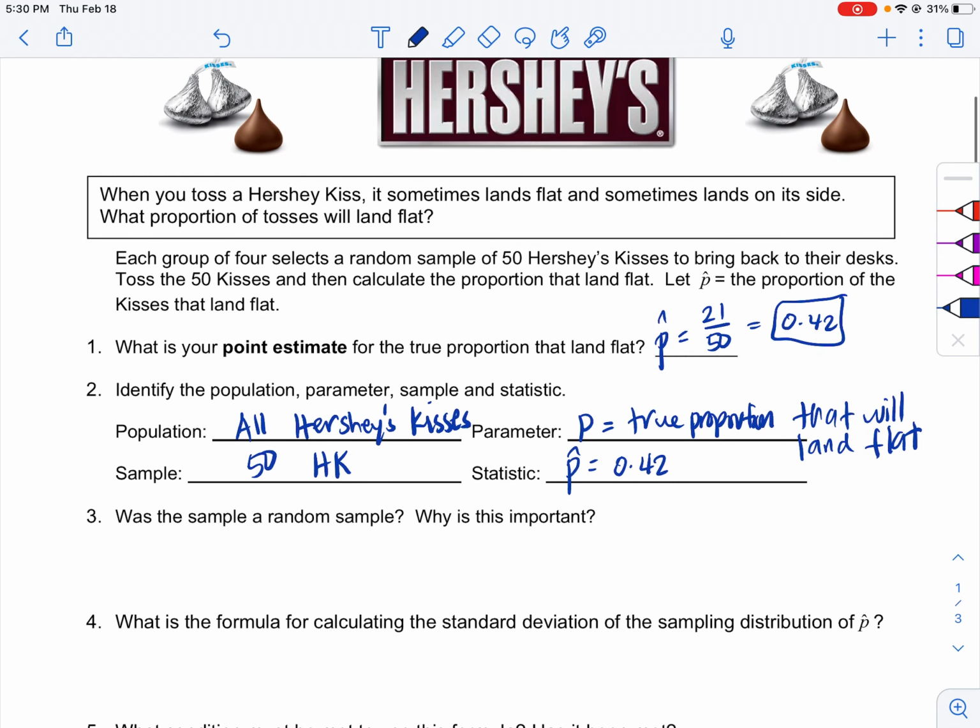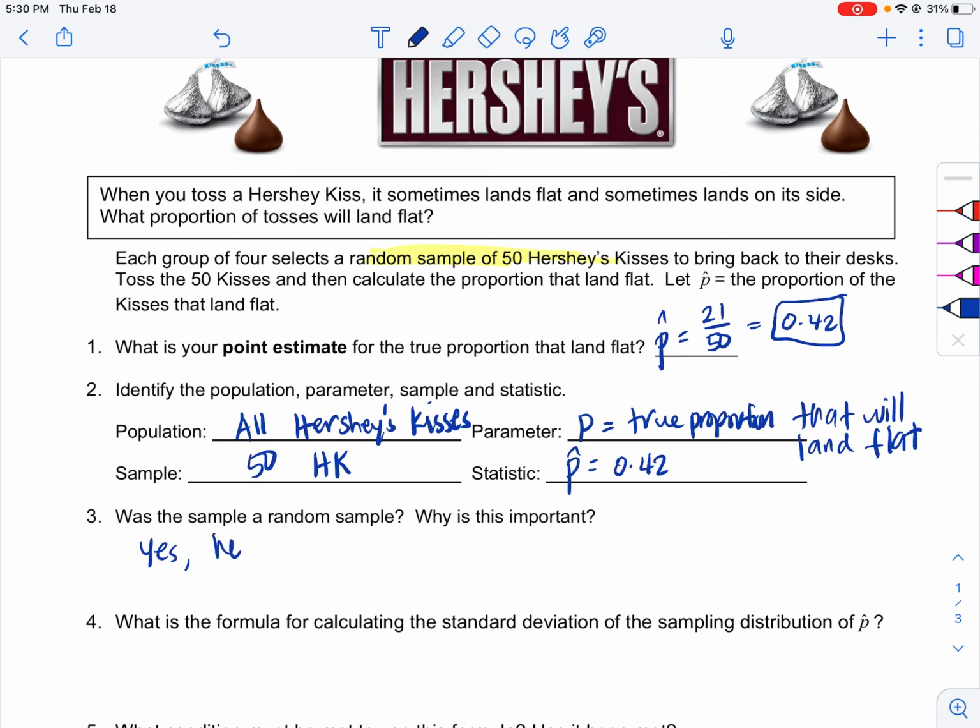Was the sample a random sample, and why is this important? Let's read back. Each group of 4 selects a random sample of 50. So yes, it is a random sample. If you remember chapter 4, we had to decide whether something was a random sample or a random assignment, and we studied why it was important for it to be a random sample. Hopefully you remember why it's important for a sample to be random.